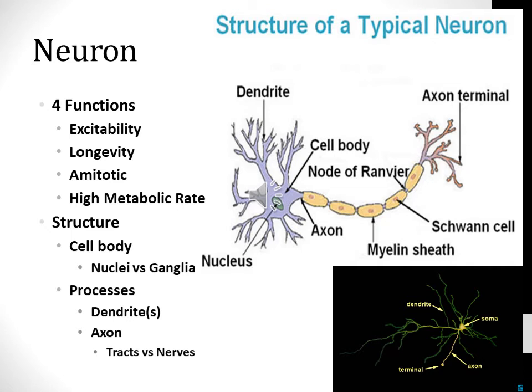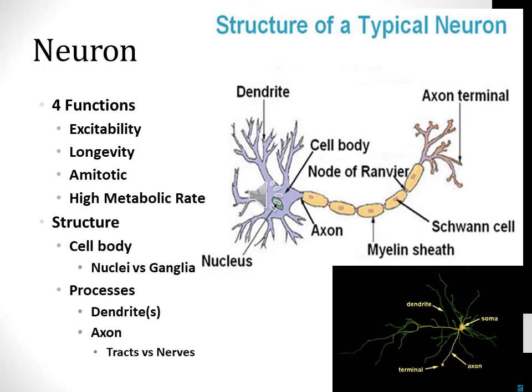Okay? If you have a cluster of cell bodies in the central nervous system, you're talking about nuclei. If you have a cluster of cell bodies and they're in the peripheral nervous system, they're known as ganglia. So make sure you understand the difference between nuclei and ganglia. Those are just clusters of cell bodies, and they're called something different depending on if you are in the central versus the peripheral nervous system.